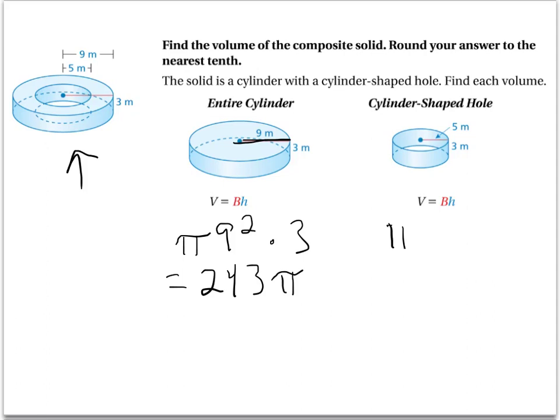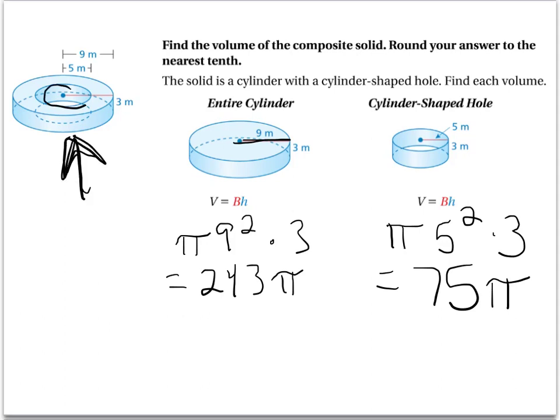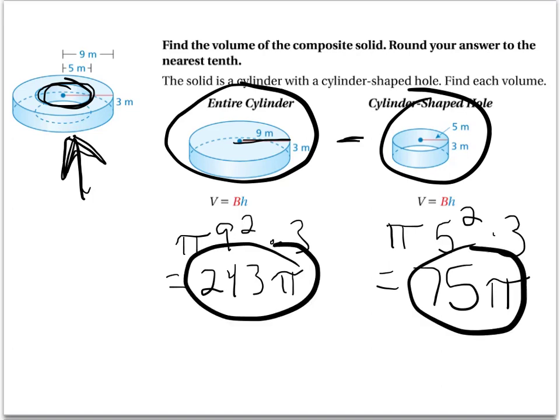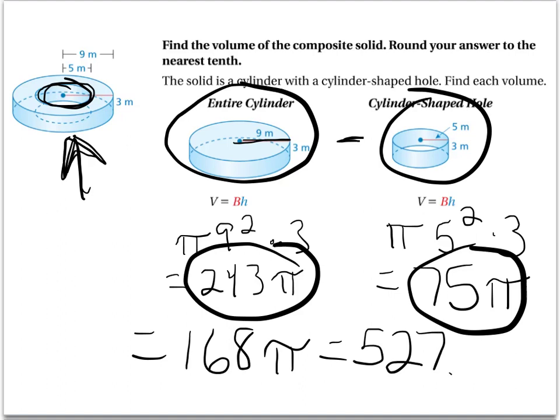This one over here would be pi times 5 squared times the height of 3. 5 squared is 25. Multiply that by 3 is 75. So I'm looking at 75 pi. I want to find what the volume of this object is, and I've got that center part of it gone. So I'm going to find the volume of this thing, and I'm going to subtract the volume of this thing. So I'm going to take the 243 pi, subtract 75 pi, and that would get me 168 pi. When I multiply that out, I get 527. Round to the nearest tenth is 0.5 meters cubed.